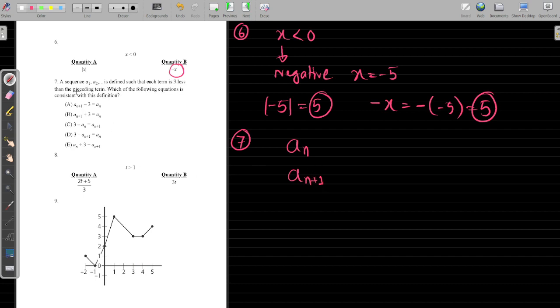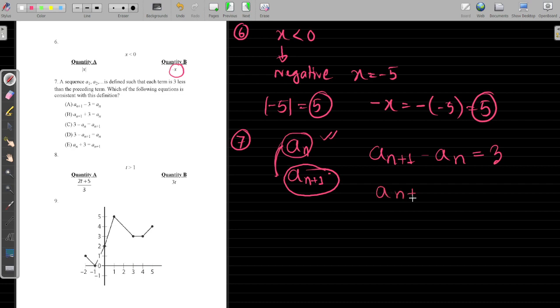And what they have written is that a sequence A1, A2 is defined such that each term is 3 less than the preceding term. That means this term is less than this term by 3. If I compare these two terms, this one is lesser than this one, and how much lesser? 3. So a n plus 1 minus a n equals 3. So our answer will be a n plus 1, a n plus 1. Sorry, I have made a mistake.